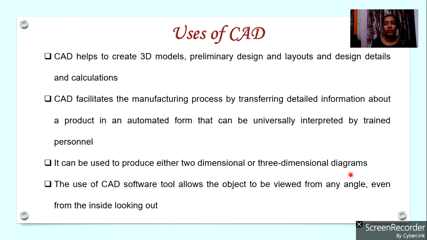So now let us see what are the uses of CAD. CAD helps to create 3D models, to make preliminary designs and layouts, and design details and calculations, etc. We have already discussed all these points in the introduction section itself. Now, CAD facilitates the manufacturing process by transferring detailed information about a product in an automated form that can be universally interpreted by trained personnel.